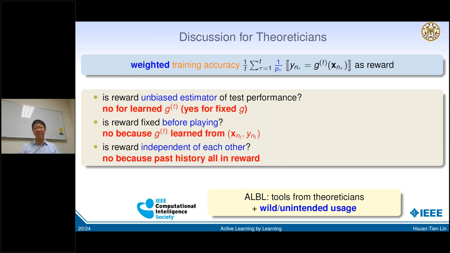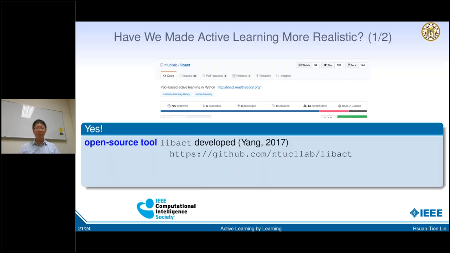Hopefully this leaves some new room for theoreticians to understand why ALBL works this way. Okay, and the second part is for practitioners.